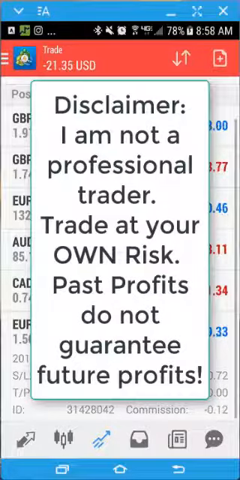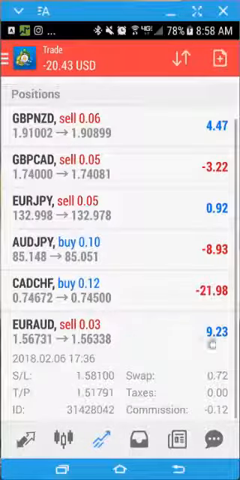I am currently using an Android device. It should be similar to an iPhone with what I'm about to do. The process is still the same. Now the buttons you might have to click differently, but the process is still the same. So let's get to it. So right now I have Euro odd right here is in profit.